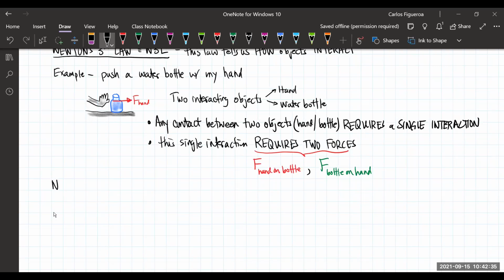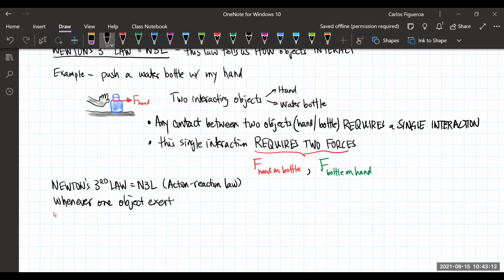So here we go. Newton's third law, N3L. This is sometimes known as the action-reaction law, and it says this: whenever one object exerts a force on a second object. So picture-wise, what do I mean by that?